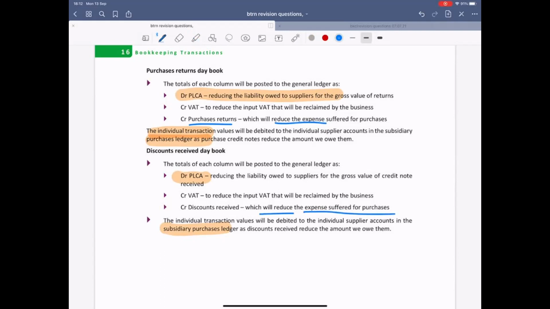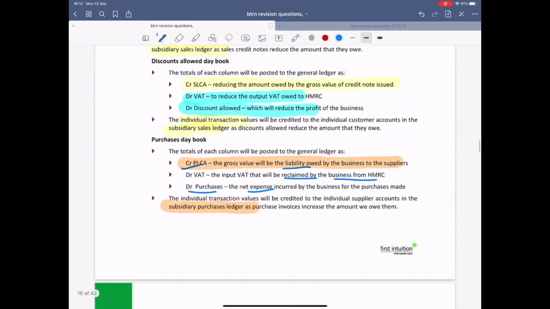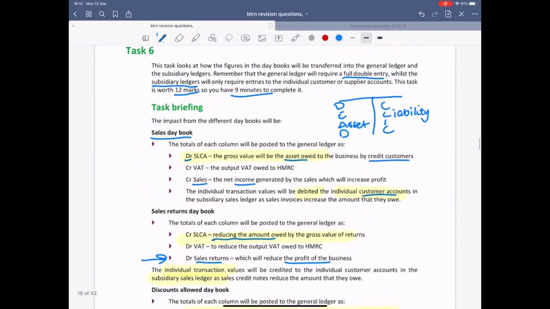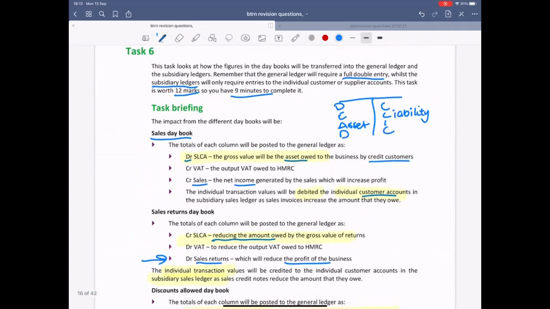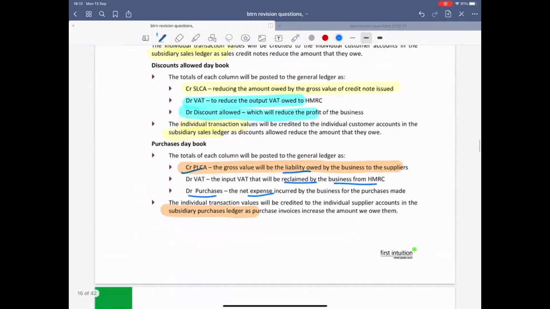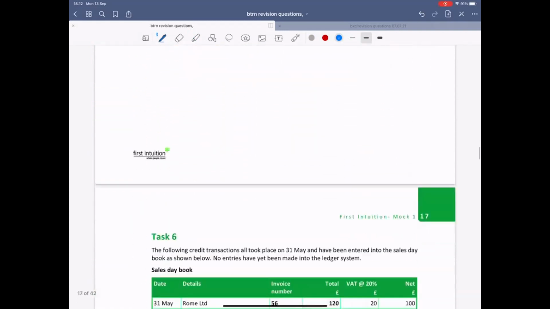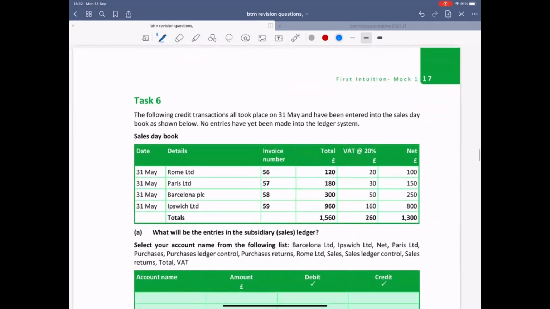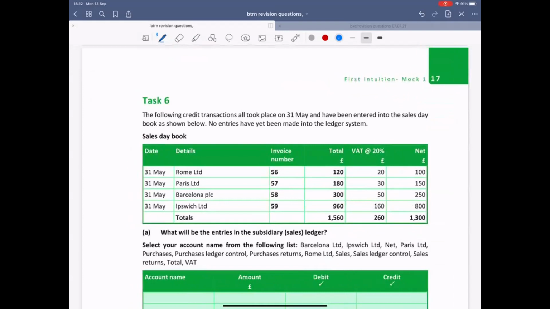In terms of the ones that I've highlighted there in orange and in yellow, they're the ones that we're going to need to remember for this task where we're updating both the general and the subsidiary ledgers. Remember, they can hit you with any book they want in the actual AAT exam. So if we scroll on down to page 17, we'll see that in this task, they're talking about the sales day book. So it says the following transactions all took place on the 31st of May, and these are credit transactions, and have been entered into the sales day book as shown below.